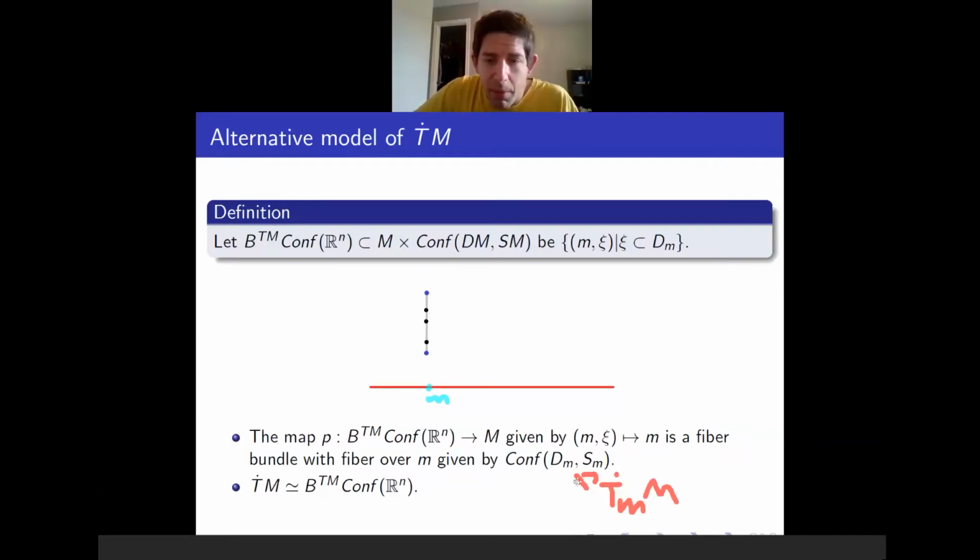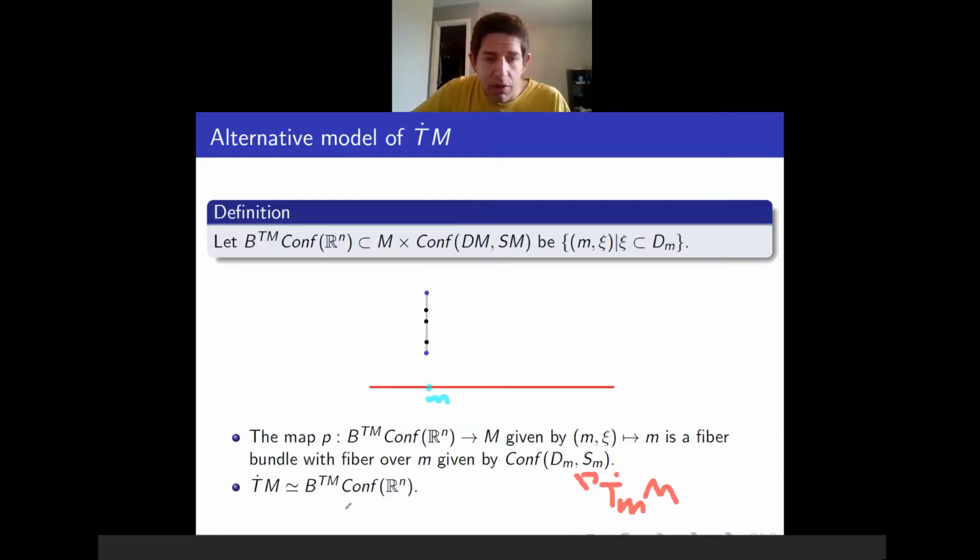The fibers over M in both cases are homotopy equivalent to spheres. In this case, it's homeomorphic to a sphere. In this case, it's not homeomorphic to a sphere. But you can do this sort of pushing points out to infinity in families if you pick a Riemannian metric on your manifold. So you can get a way of identifying this bundle and that bundle. And this will in particular mean that the space of sections of this bundle and the space of sections of that bundle are the same.